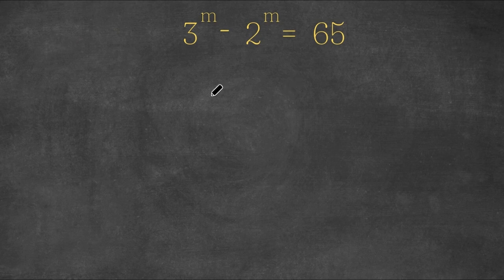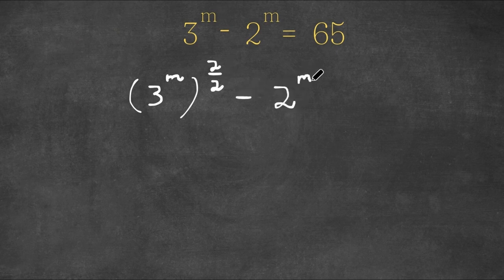is I'm going to rewrite this as 3 to the power of m to the power of 2 over 2. And 2 over 2 is simply just 1, so we have 3 to the power of m to the power of 1, which is the same thing as 3 to the power of m. So I'm not making any major changes here. And I'm going to subtract this with 2 to the power of m to the power of, again, 2 over 2. Now this is equal to 65.